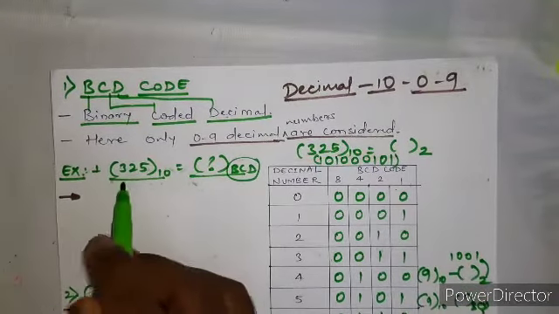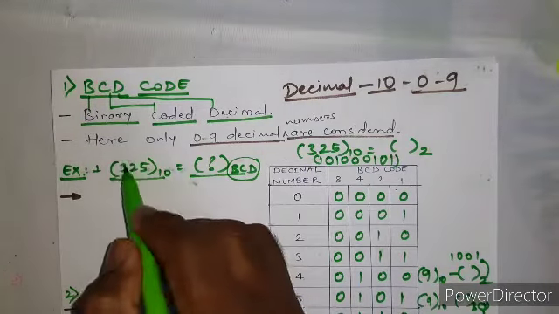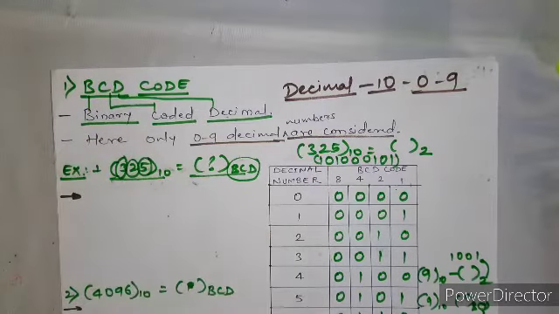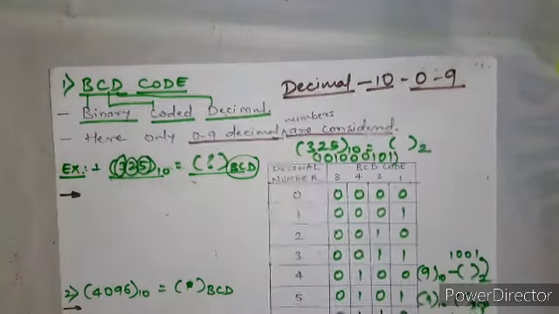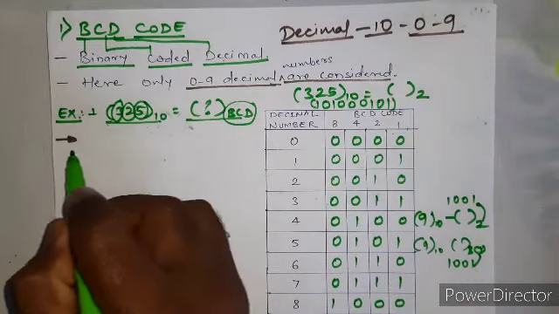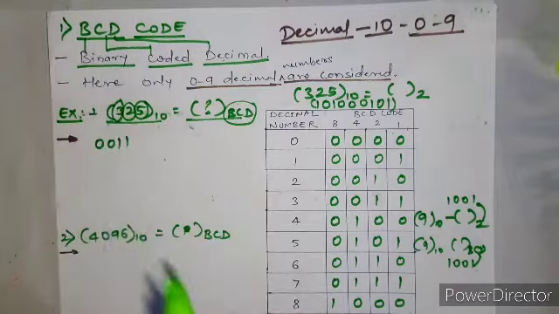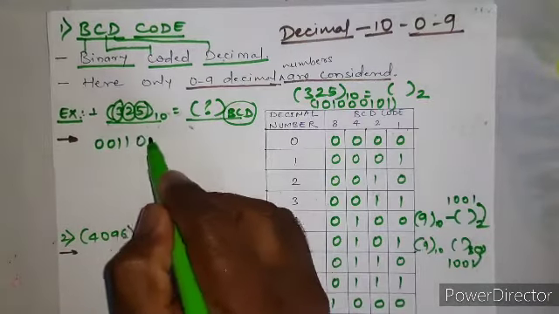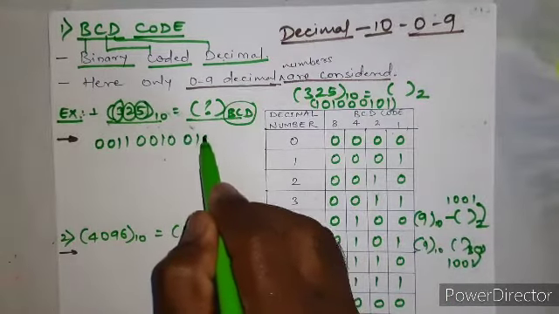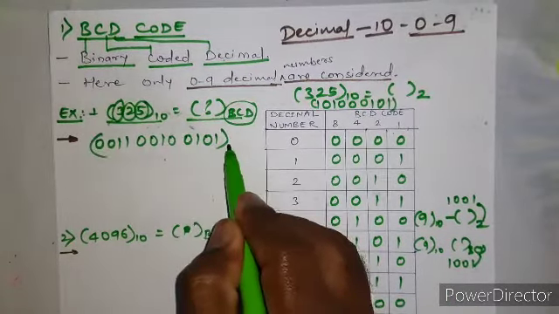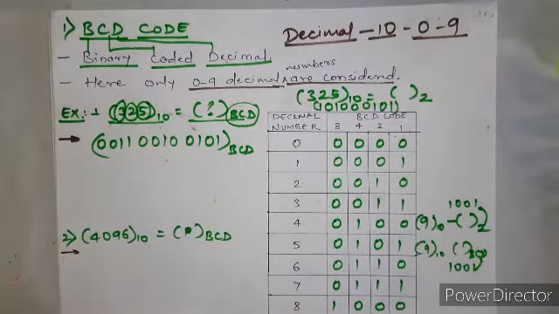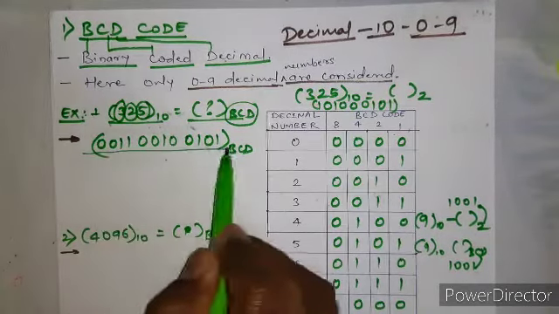Okay, so if I am to represent a given number in BCD, I have to pick these digits and just represent each with 4 bits from this table, right? So what is 3? 0 0 1 1. What is 2? 0 0 1 0. What is 5? 0 1 0 1. So 325 is represented this way.